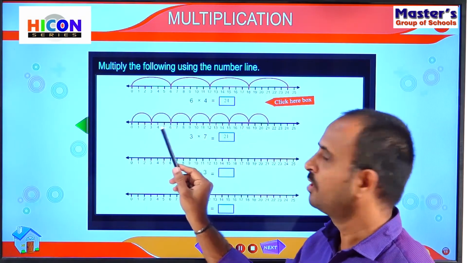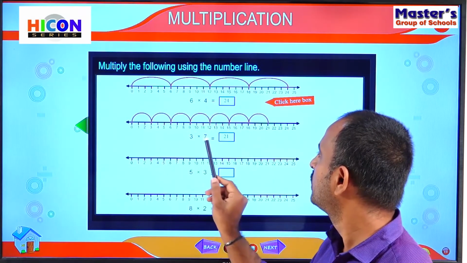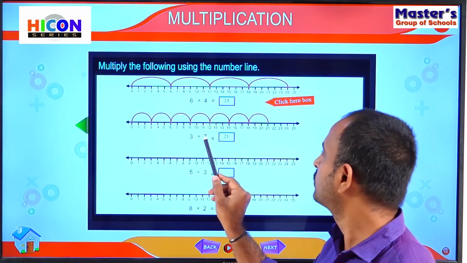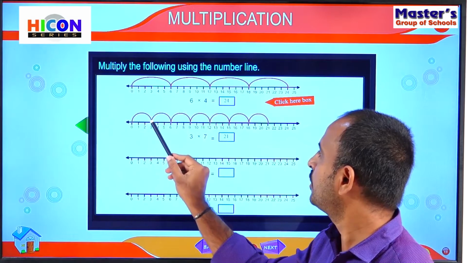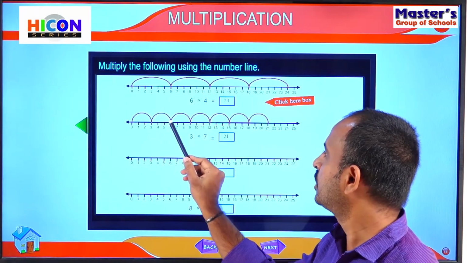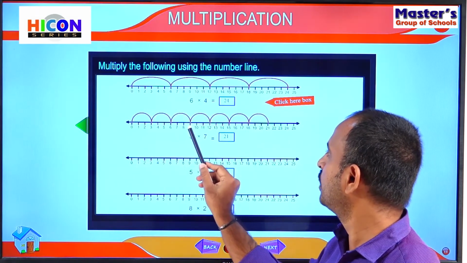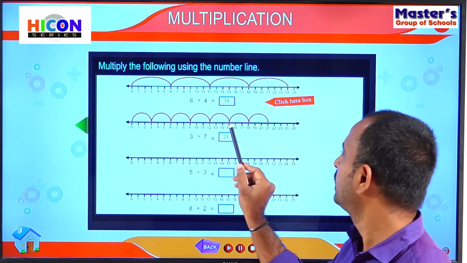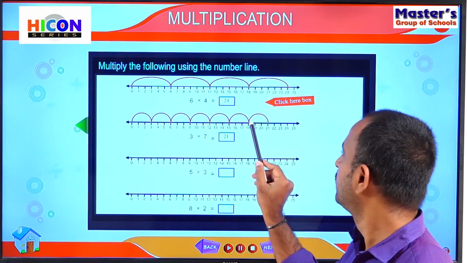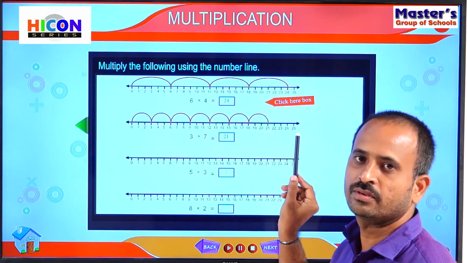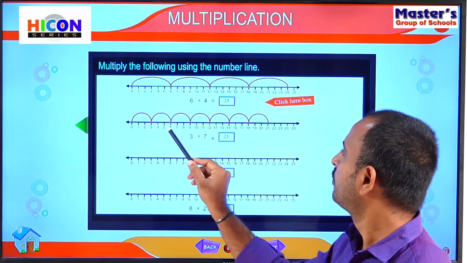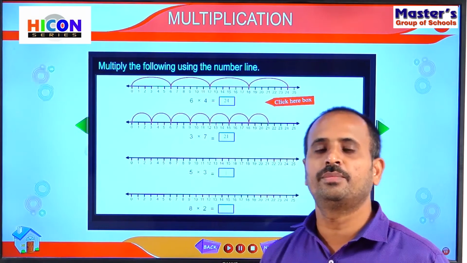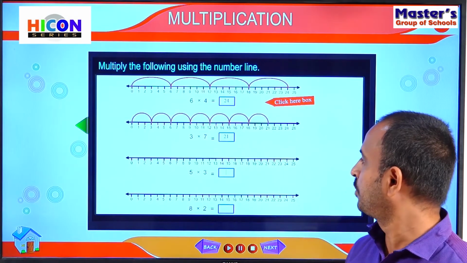So see, children, how we have moved the 7 steps. The second number is 7, that's why we have to move 7 steps. So step 1 up to 3, step 2 up to 6, step 3 up to 9, step 4 up to 12, step 5 up to 15, step 6 up to 18, step 7 up to 21. So children, in this way, we have to do the multiplication on the number line. So again, see the next problem.